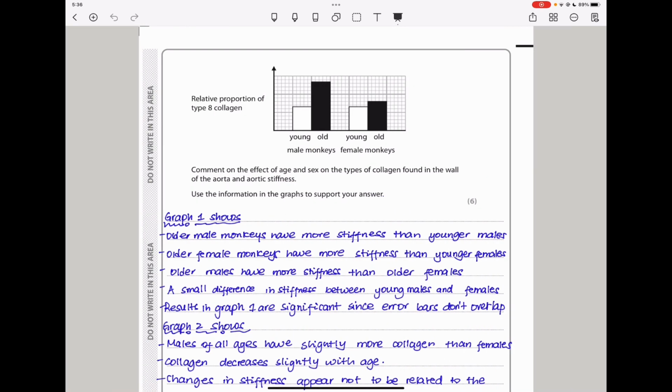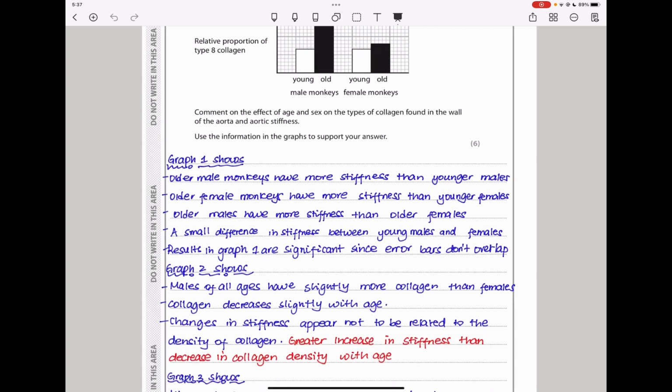Moving on. Here we look at the results for the relative proportion of type 3 collagen. Here we see both male and female old monkeys have a higher relative proportion of collagen type 3 in comparison to the young counterparts. Continuing here, they say comment on the effect of age and sex on the types of collagen found in the walls of the aorta and aortic stiffness.